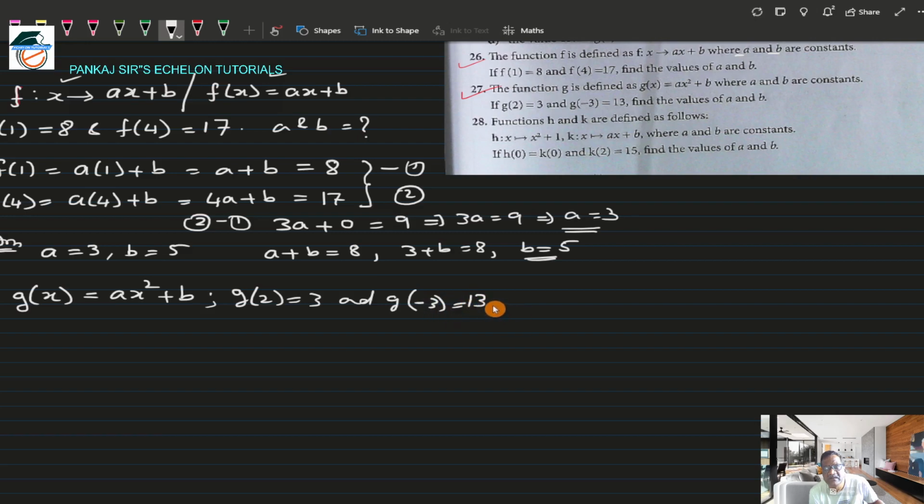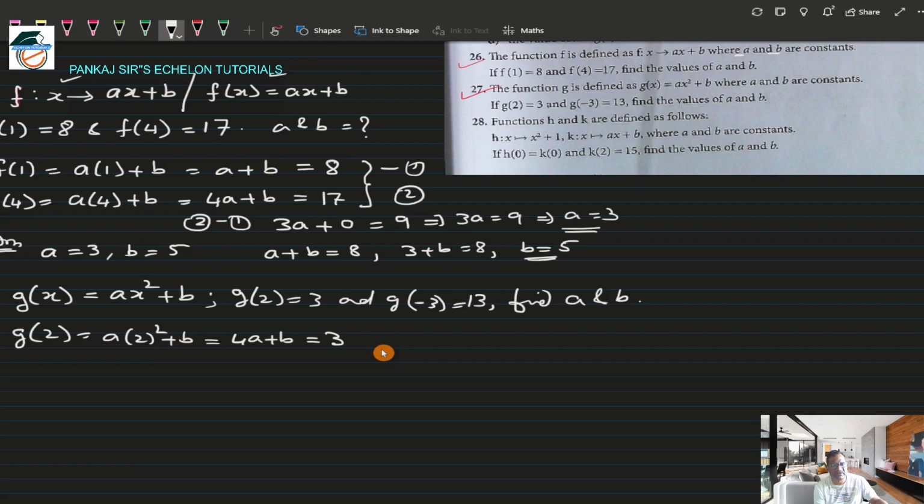These are the things he has given, and he has asked us to find the value of a and b, right? So similar to question number 26. Okay, so g of x is equal to ax square plus b. So according to that, g of 2 will be equal to a into 2 square plus b, which can be written as 4a plus b. And this g of 2 value is given as 3, so I'll write 3 over here. Okay, so 4a plus b is equal to 3.